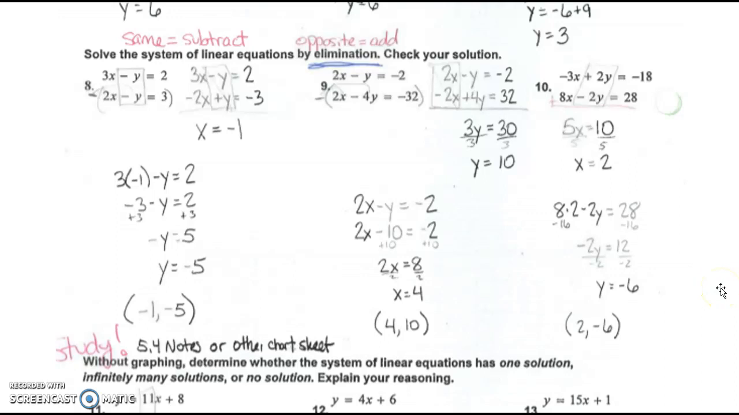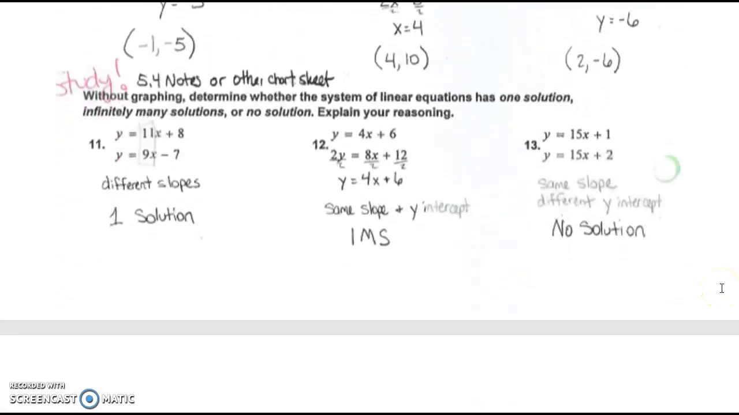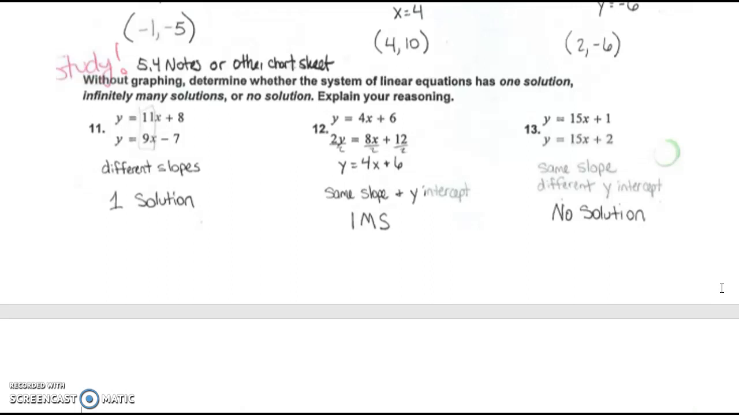And that's the way elimination works. Right here I put study. Use your 5.4 notes or the chart sheet that we had, because this says without graphing, determine whether the system has one solution, infinitely many, or no solution, and explain. You must explain. So immediately when they have different slopes, they are going to intersect or cross, so you say one solution. Your explanation is simply different slopes.